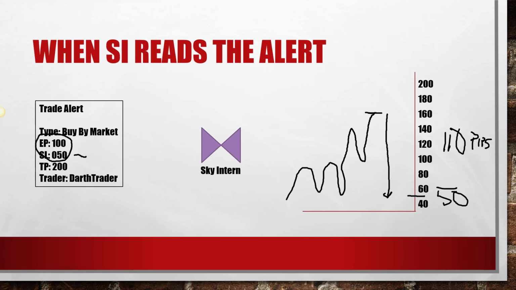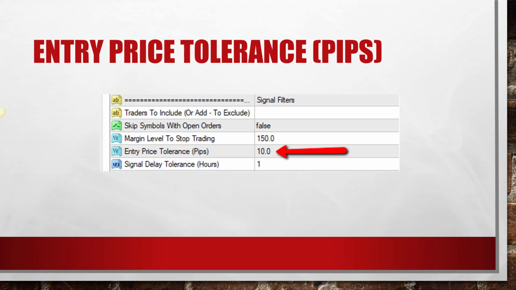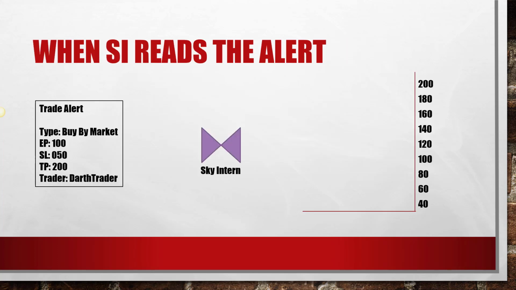Now, with that being said, Sky Intern has a protection. As a part of Sky Intern settings, we have entry price tolerance in pips, okay? And currently, I believe the default is set to 10. So what does that mean? What does that look like? Let's go back to the last one. So what that looks like is this.